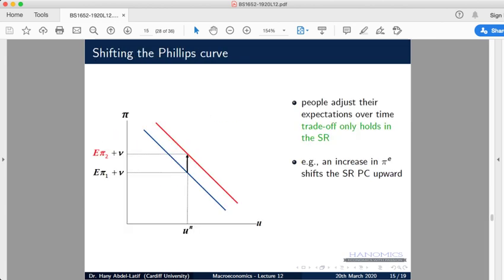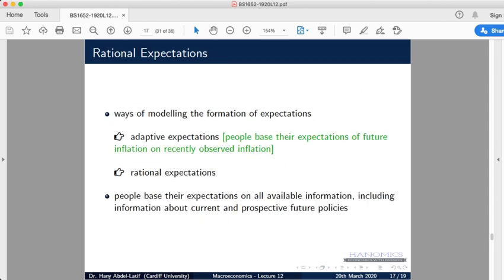So there's also another way people may follow to expect inflation in the future. As I said, we already talked about adaptive expectations, in which people base their expectation of future inflation on recently observed inflation. But there's another mechanism called rational expectations. In that way, people base their expectation on all available information. That includes, of course, inflation in t-1, but also any change in policies or any current policies.